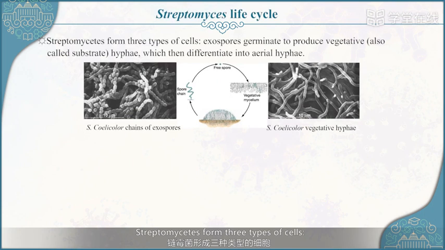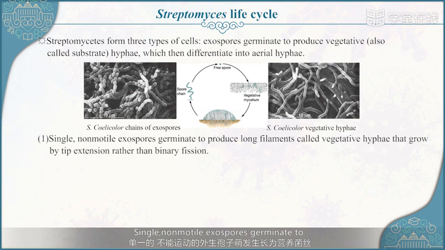Streptomyces form three types of cells: exospores, vegetative hyphae, and aerial hyphae. Single non-motile exospores germinate to produce long filaments called vegetative hyphae that grow by tip extension rather than binary fission.